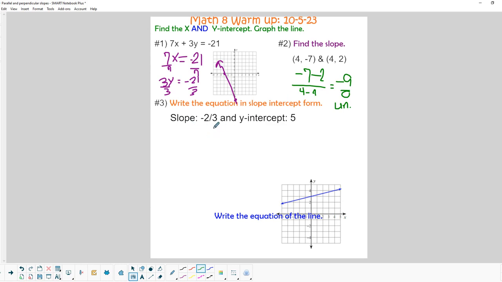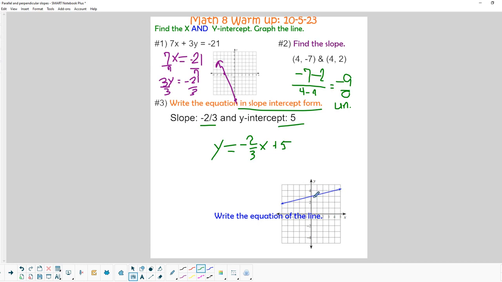The next one, we're going to write an equation given the slope and the y-intercept, and we're going to write it in slope-intercept form. So that means we're just going to write y equals then the slope, which is 2/3, followed by x, and then plus 5 because we have a positive y-intercept of 5. So that's the equation.